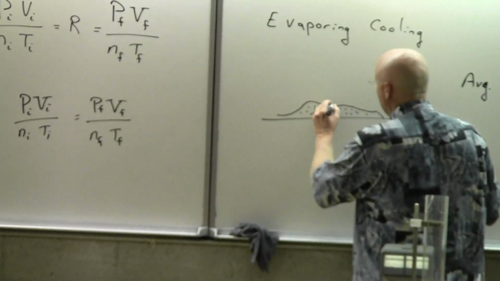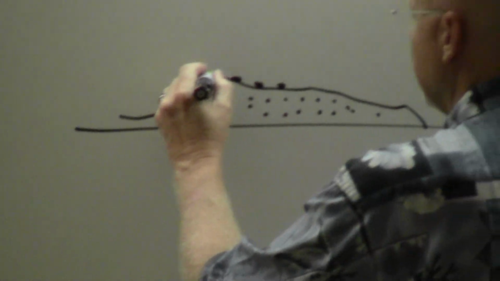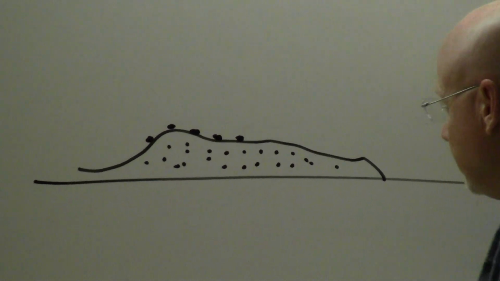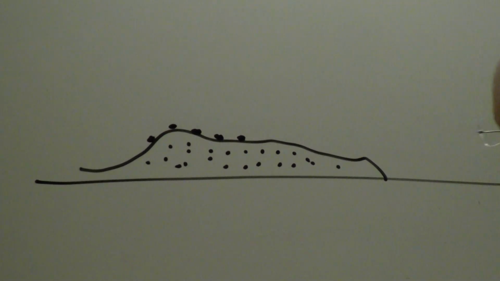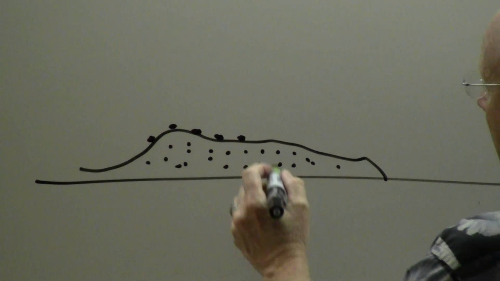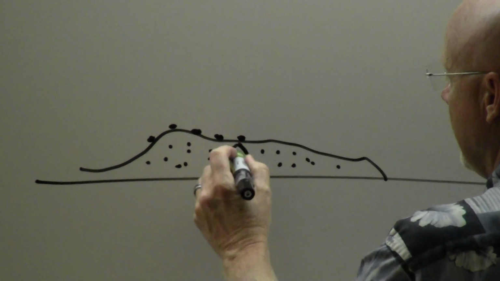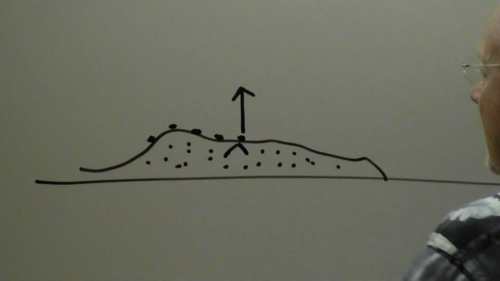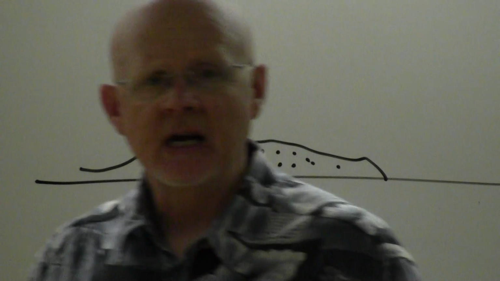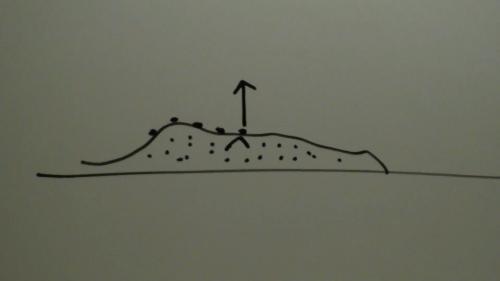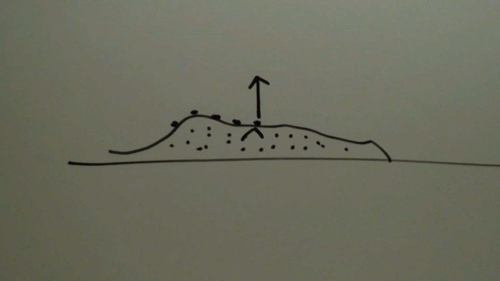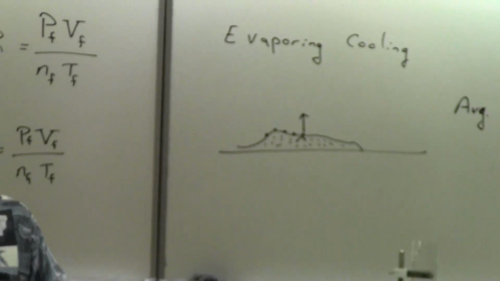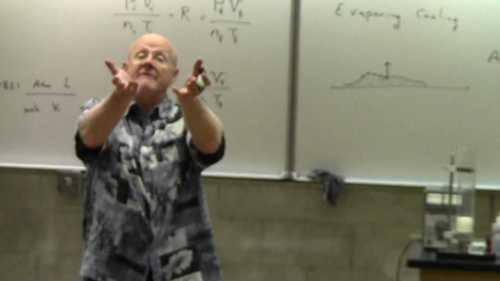Some of them that are on the surface will get hit by maybe two at a time and go really fast, so fast that they actually get ejected away from the liquid. And now there's less molecules in the liquid. That's why we call it evaporation.